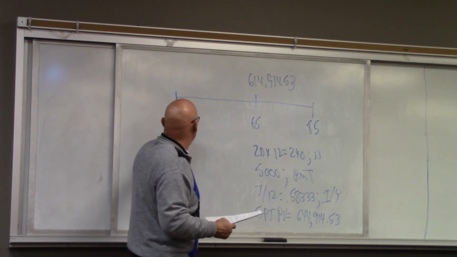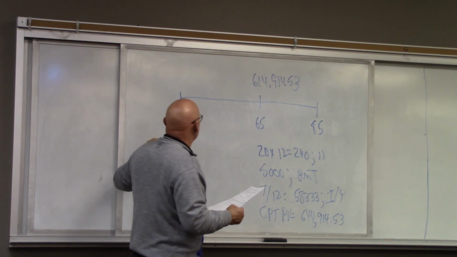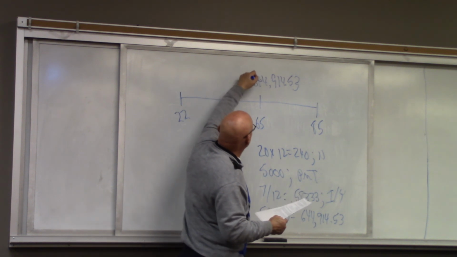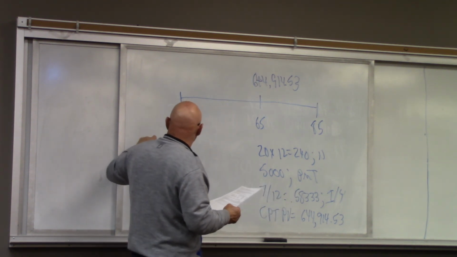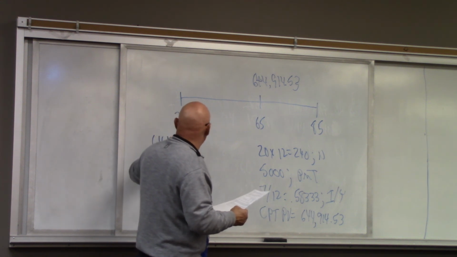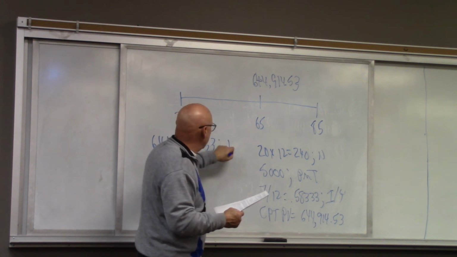All right, so now we go to 22. So what's that, 43 years? Yeah, so we have 644, I'm sorry. So, 644,914.53 becomes our future value.